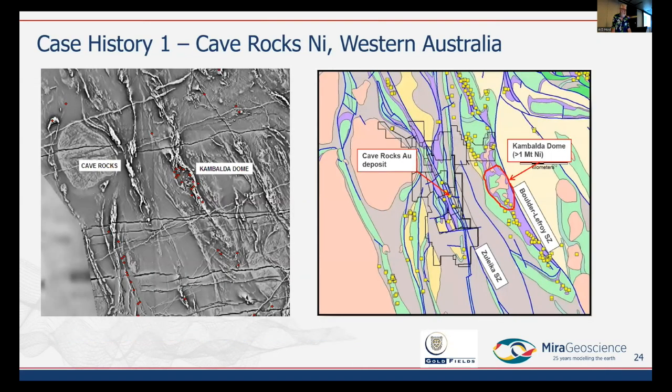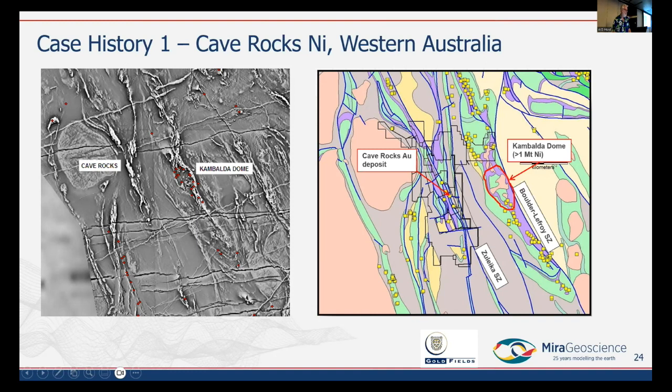So I've got one quick case history. This is Cave Rocks in Western Australia, which was a nickel exploration project. The image on the left is the first vertical derivative of the magnetics, and it just shows a couple of locations. So this is Kambalda, which I'm sure you all know, and the red dots here are known nickel deposits. There's quite a lot of nickel mineralization around Kambalda. And then we're looking at the next belt over, which is the Cave Rocks stratigraphy. And you can see this big fold here in the magnetic data and this granite here.